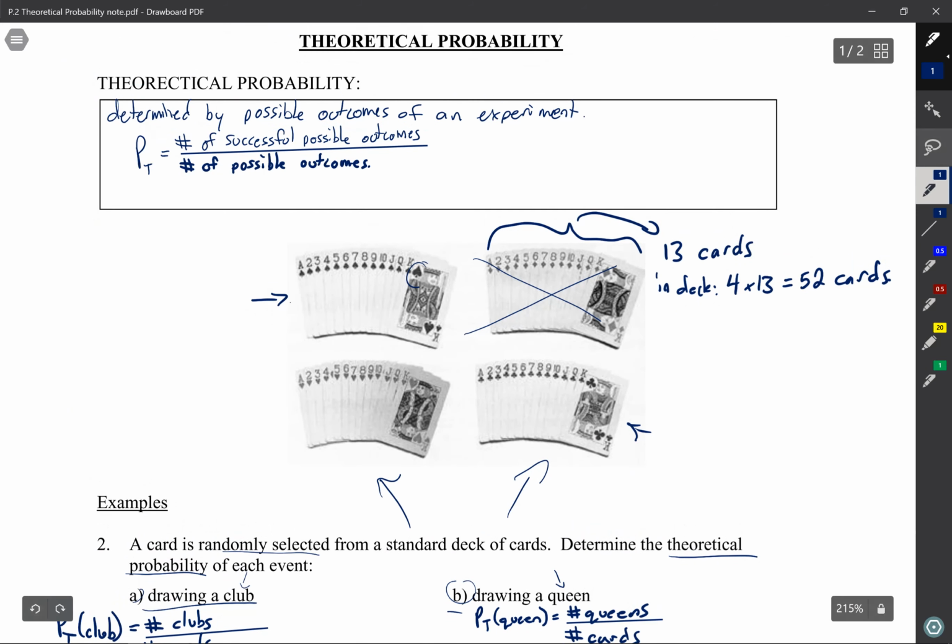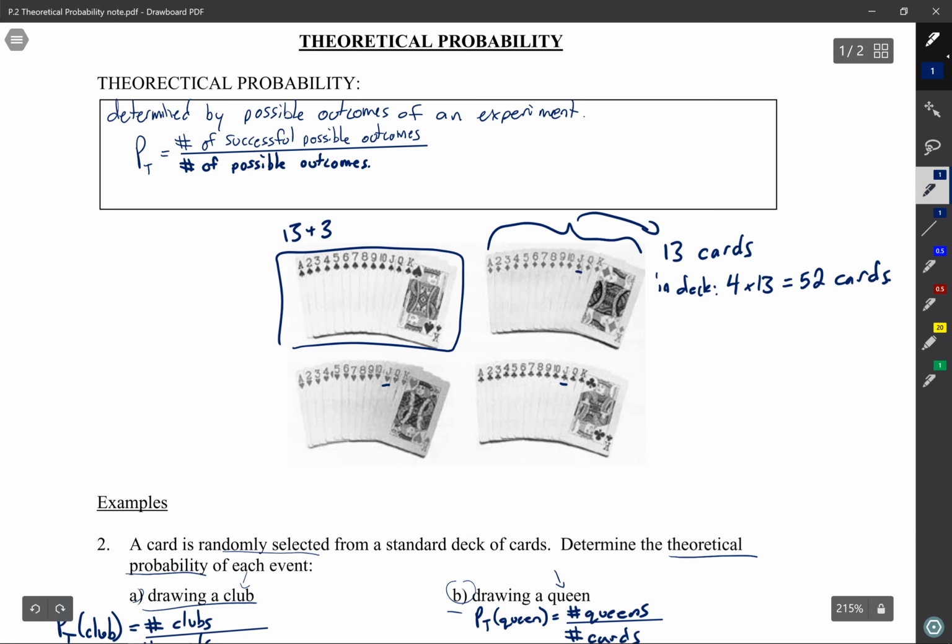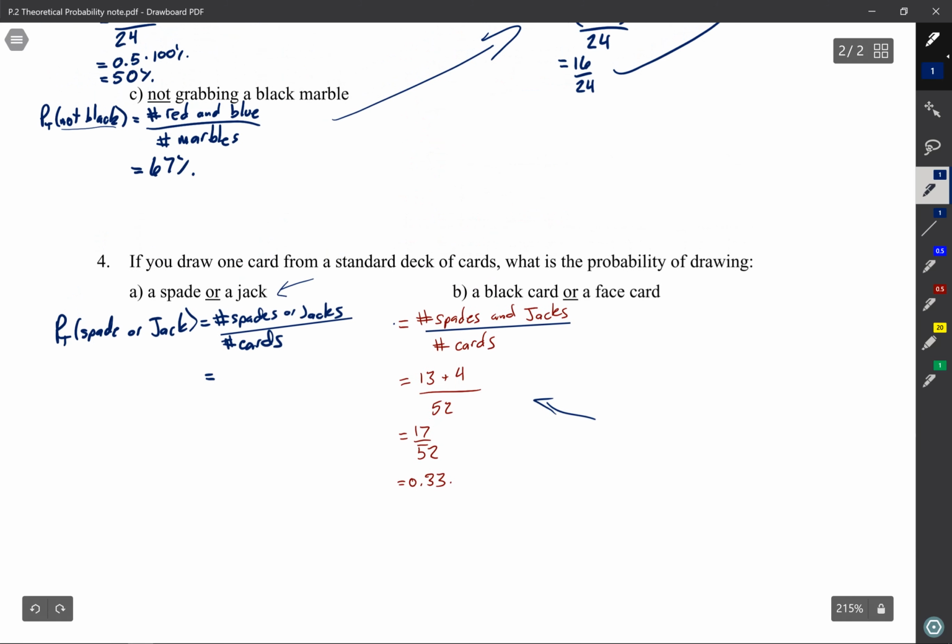So what we're looking for here are spades and jacks. If it's a spade, it satisfies our requirement, and if it's a jack, it satisfies our requirement. Well, that means all of the spades here satisfy it, so that's 13. And then I have 1 jack, 2 jacks, and 3 jacks. So that's plus 3. That means there are 16 cards that satisfy the requirement. 16 divided by number of cards, which is 52. And here we notice these two numbers, they don't agree.